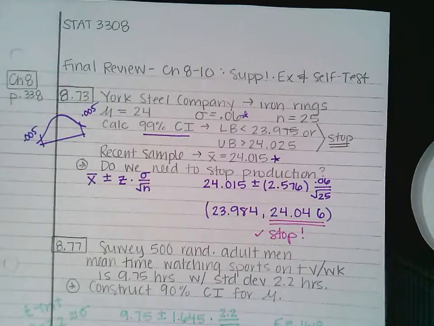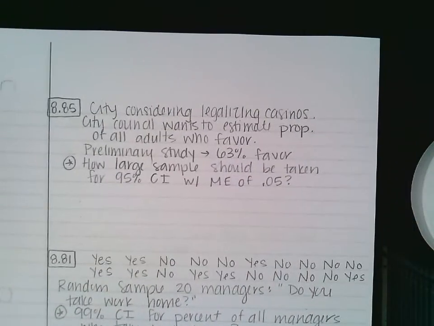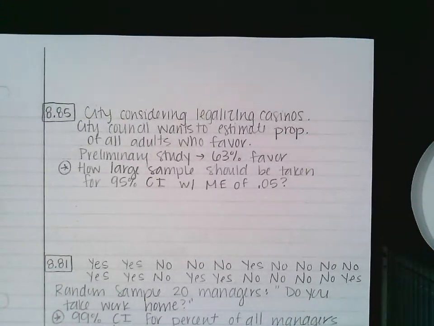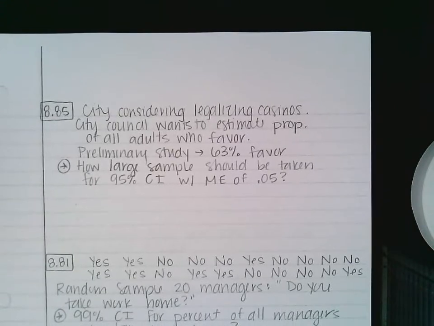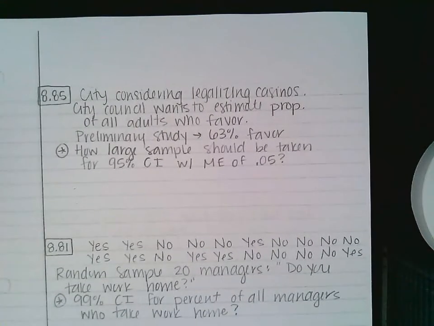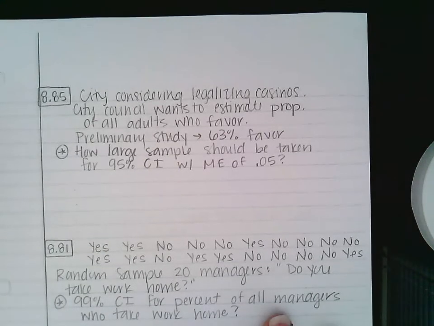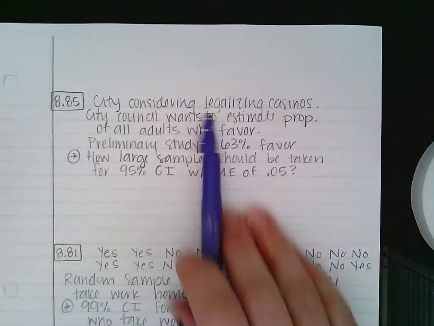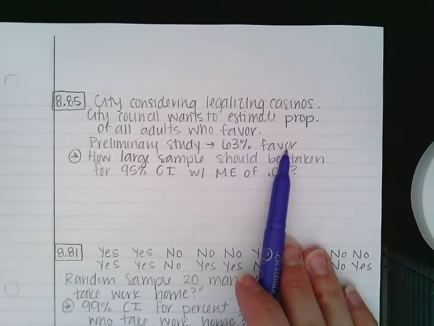All right, let's keep working these questions here. So a city is considering legalizing casinos. The city council wants to estimate the proportion of all adults who favor. In a preliminary study, 63% favor. How large of a sample should be taken for a 95% confidence interval for a margin of error of 0.05? So this is still going to follow the exact same outline as means, but we're now talking about qualitative data because we're talking about, do you favor this, yes or no?